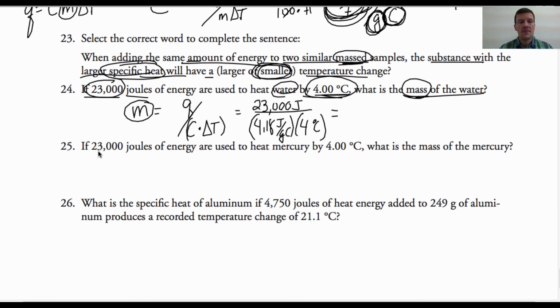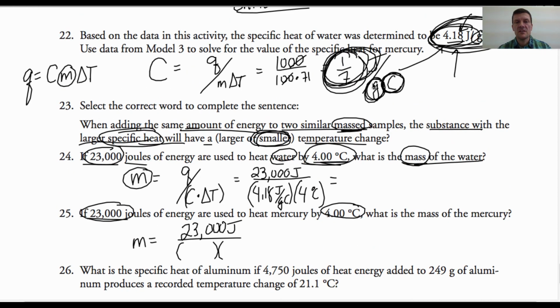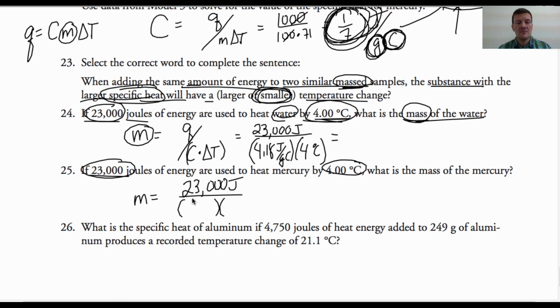Okay? 23,000 joules of energy. Notice here we've got the same amount of energy, same temperature change. If I do this one, you're going to do basically the same thing. 23,000 joules over, and this time you're going to have to use the heat capacity for mercury that you found up here, about 1/7. I estimated a little bit there. And 4 degrees Celsius.